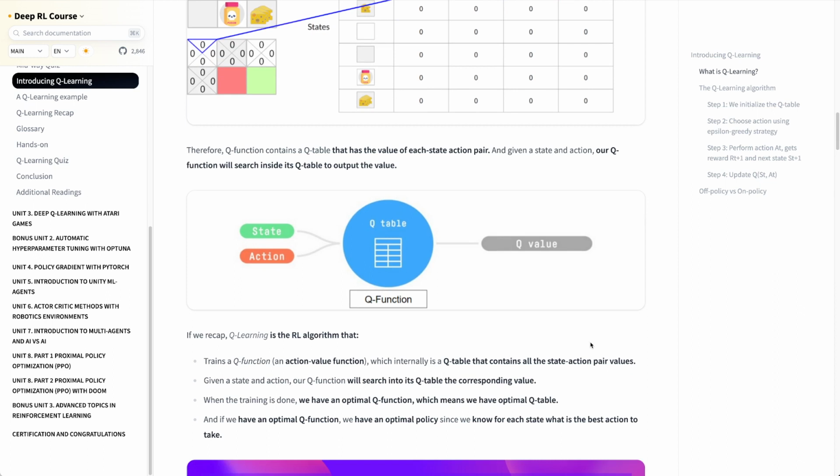If we recap, Q-learning is the RL algorithm that trains a Q function, an action-value function, which internally is a Q table that contains all the state-action pair values. Given a state and action, our Q function will search into its Q table for the corresponding value. When the training is done, we have an optimal Q function, which means that we have an optimal Q table. And if we have an optimal Q function, we have an optimal policy, since we know for each state what is the best action to take.